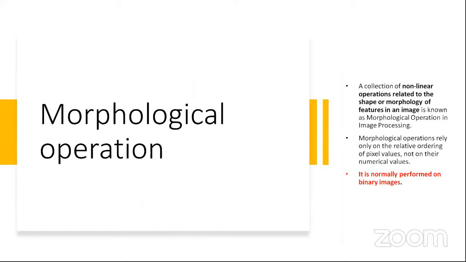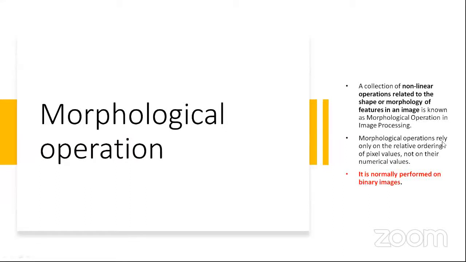So now this is the last portion which we have, morphological operation, and the collection of non-linear operation related to a shape or morphology of feature in an image is known as morphological processing. So basically, what does morphological operation help us to do? We will see it through the examples, I guess. It will be more clear to you guys.